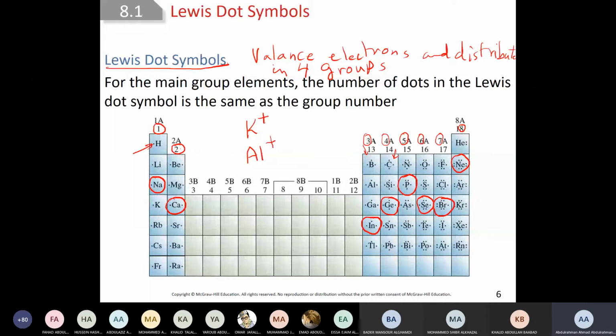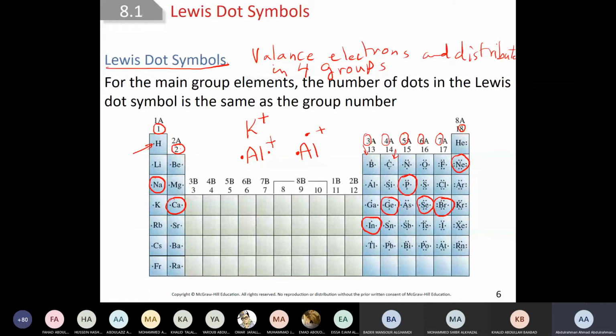Then what will be the Lewis dot symbol? 2. How many? 2. Where should I put them? On the right, right and left. Right or left, or even if I put them up and down, there is no problem. Is this clear? Good.